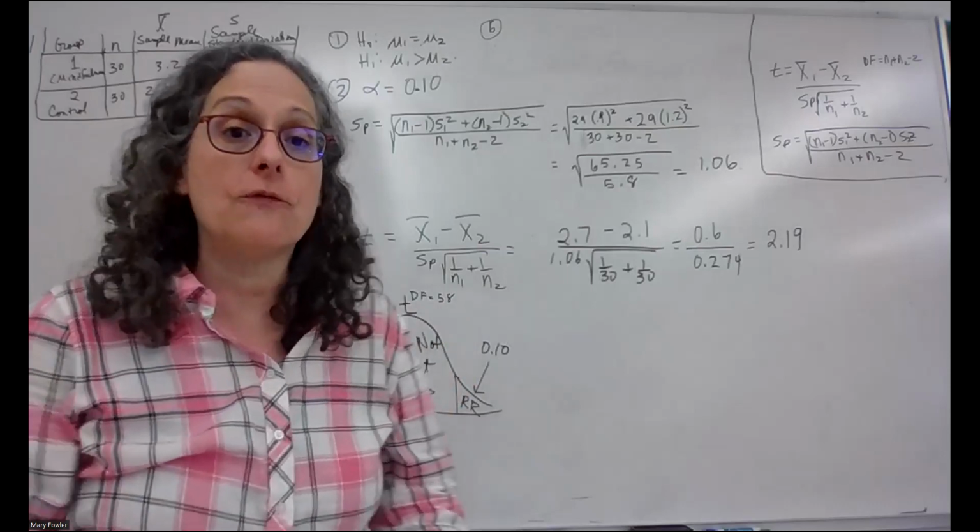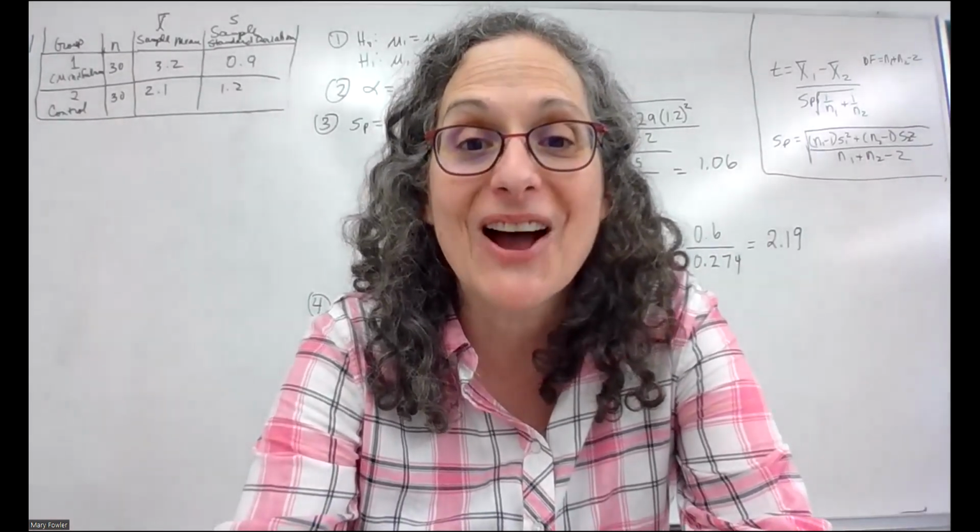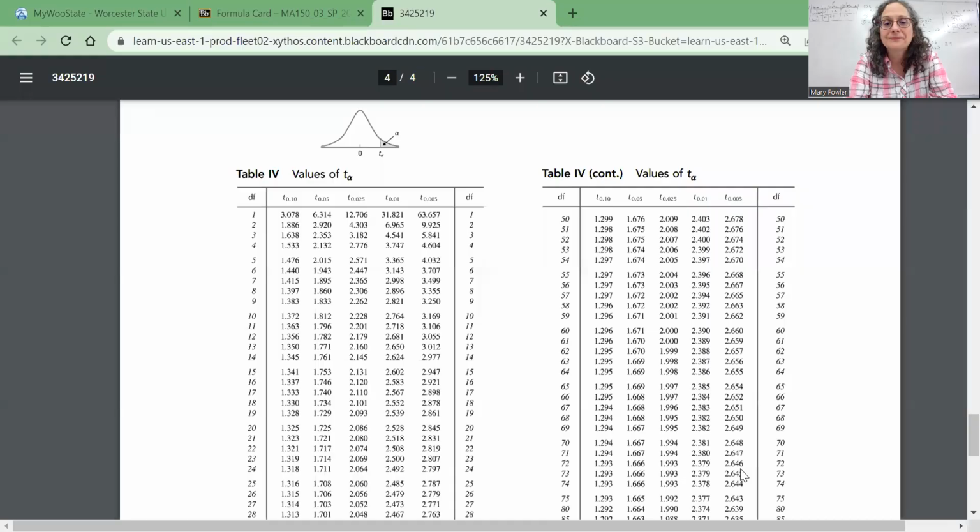And so we have to go over to the formula card to find that critical value. Okay, we have 58 degrees of freedom. So that's the row you choose. And then the column 0.1. So it's 1.296.